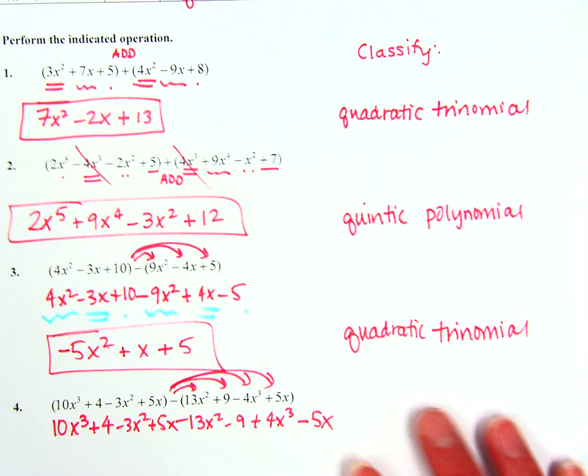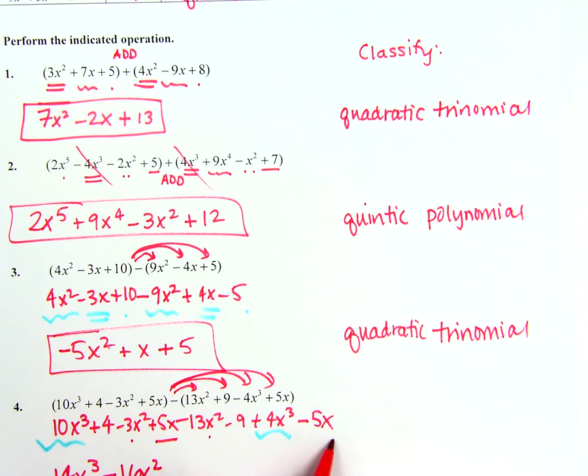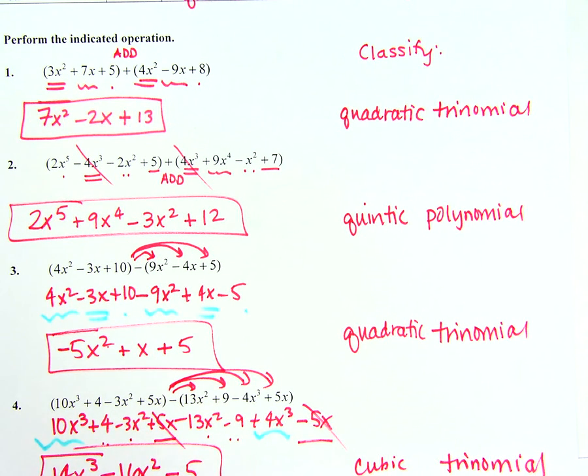All right, after I have all this, I'm going to look at my highest exponent. That's cubic. So that's 14x cubed. X squared comes next, so negative 16x squared. We've got 5x and negative 5x, so that's 0x. So I don't need to write anything. And then positive 4 minus 9 is negative 5. All right, so this is a cubic trinomial. And then the last thing is there may be some questions about what is the lead coefficient.